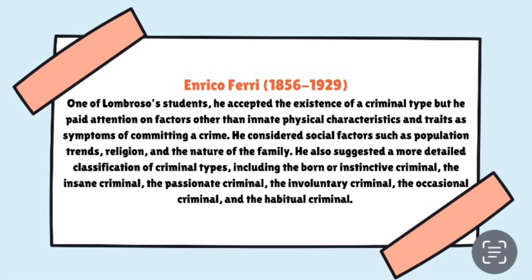He accepted the existence of a criminal type, but he paid attention to factors other than innate physical characteristics and traits as symptoms of committing a crime. He considered social factors such as population trends, religion, and nature of family. He also suggested a more detailed classification of criminal types, including the born or instinctive criminal, the insane criminal, the passionate criminal, the involuntary criminal and occasional criminal, and the habitual criminal. Chapter 4, madidiscuss natin yung mga naka-under kay Enrico Ferri. Ngayon, hindi muna natin siya maiisa-isa.